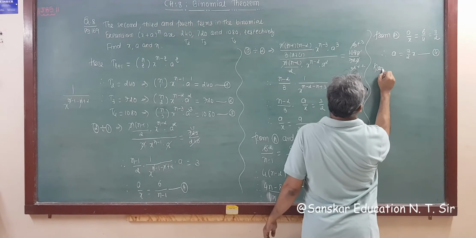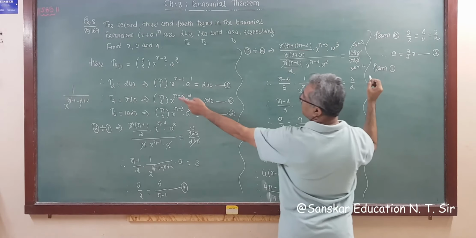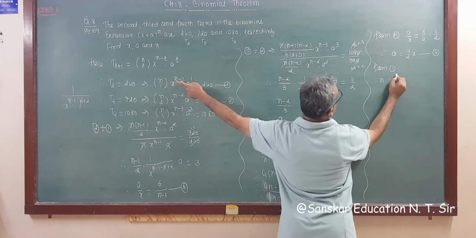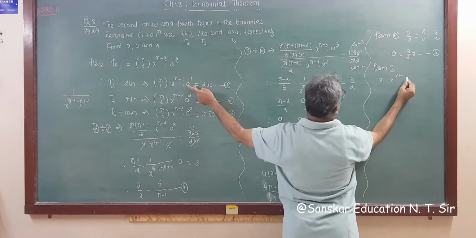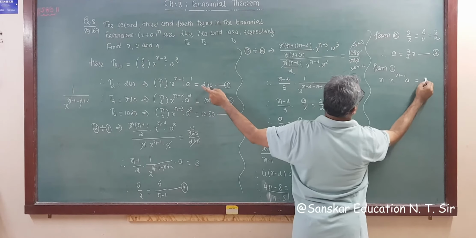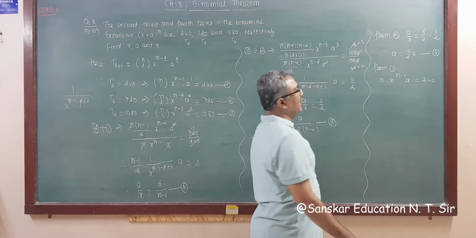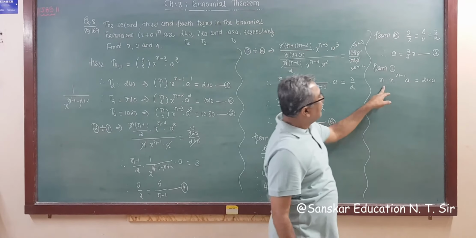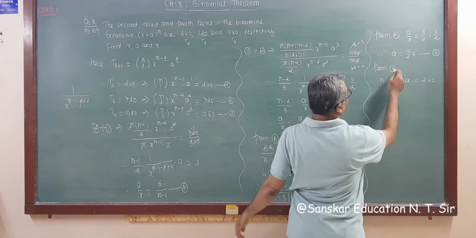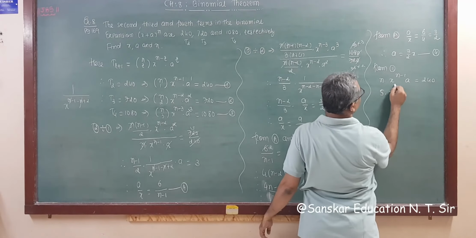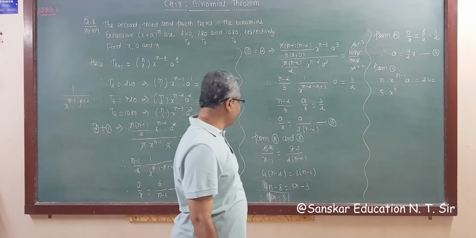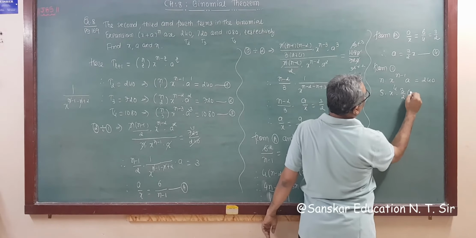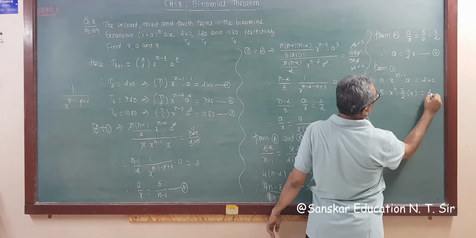And from 1, nC1 is n into x raised to n minus 1, into a is equal to 240, right? Now substituting the value of n, that is 5, and a in here. So n is 5. So 5 into x raised to 5 minus 1, which is 4, into a. a is 3 by 2 into x, is equal to 240.